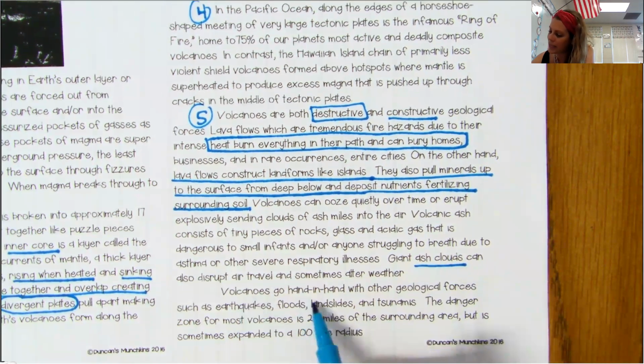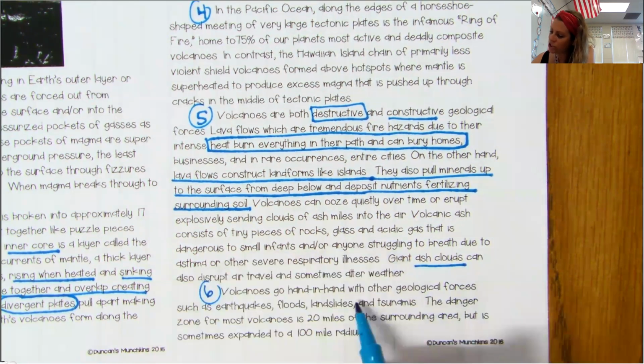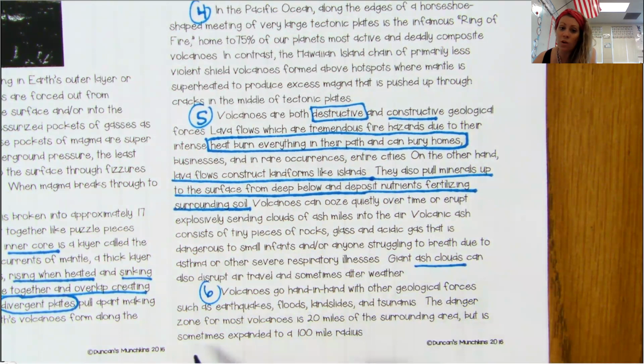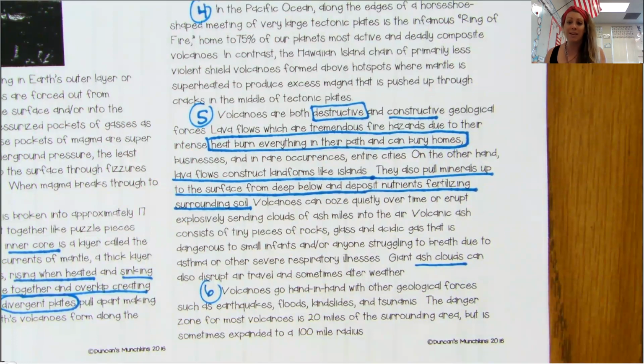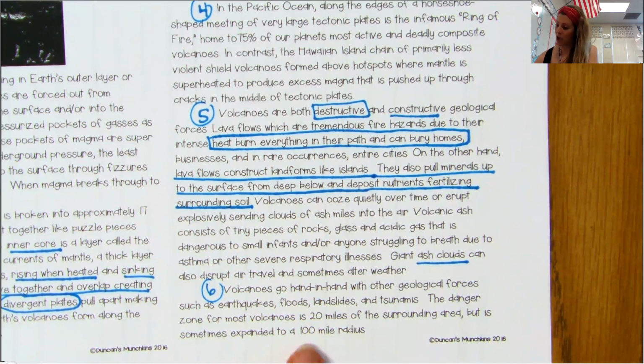Volcanoes go hand in hand with other geological forces such as earthquakes, floods, landslides, and tsunamis. The danger zone for most volcanoes is 20 miles of the surrounding area, but it is sometimes expanded to a 100-mile radius. So what they mean by that is the danger zone is you don't want to get any closer than 20 miles. You want to be at least probably 25 miles away, but sometimes 100 miles, you can still be in danger of a volcano.